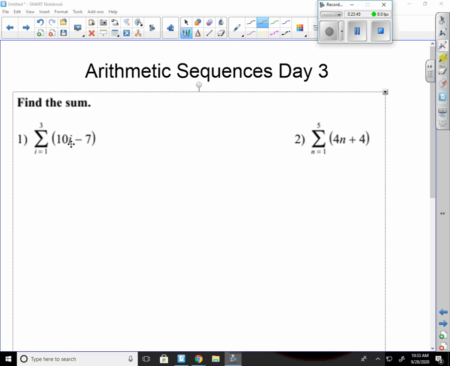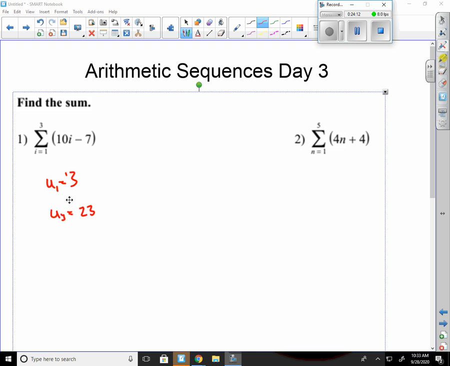But I find my first term. Let's plug a 1 in here. 10 times 1 is 10. Minus 7 is 3. So that would be u sub 1 equals 3. Find u sub 3. That is going to be 10 times 3. 30 minus 7 is 23.